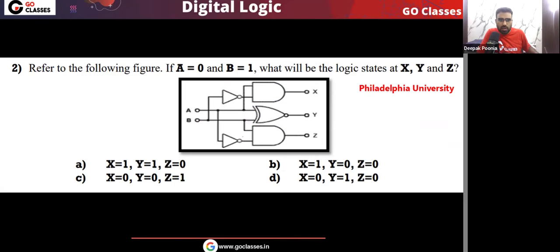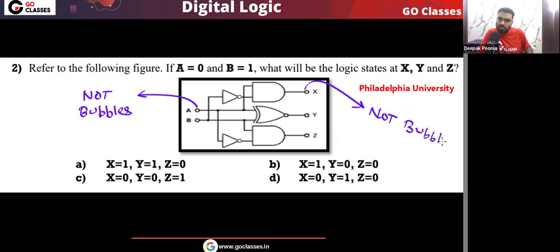Okay, yes or no? Now let me tell you one thing, that these are not bubbles. Please understand that these are not bubbles. Is this clear? Similarly, these are not bubbles. Is this point clear?